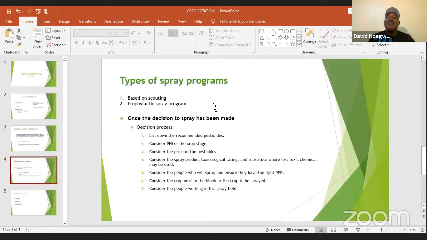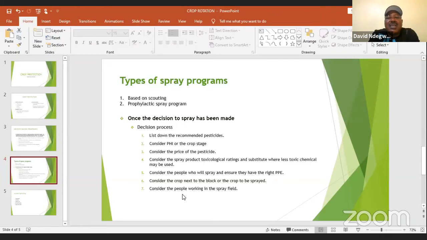So once the decision to spray has been made, I'm going to assist you in the decision-making process. Number one, you list down the recommended pesticides. Let's say, for example, if you're doing potatoes, what are the recommended pesticides for the problem at hand? Consider the PHI. For example, if you are spraying French beans, you would want to look at the PHI and see how many days you have to wait before you harvest.